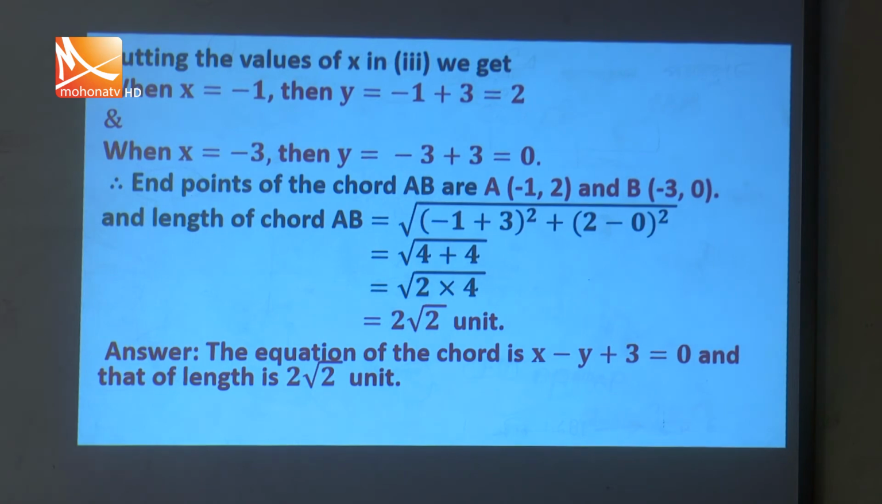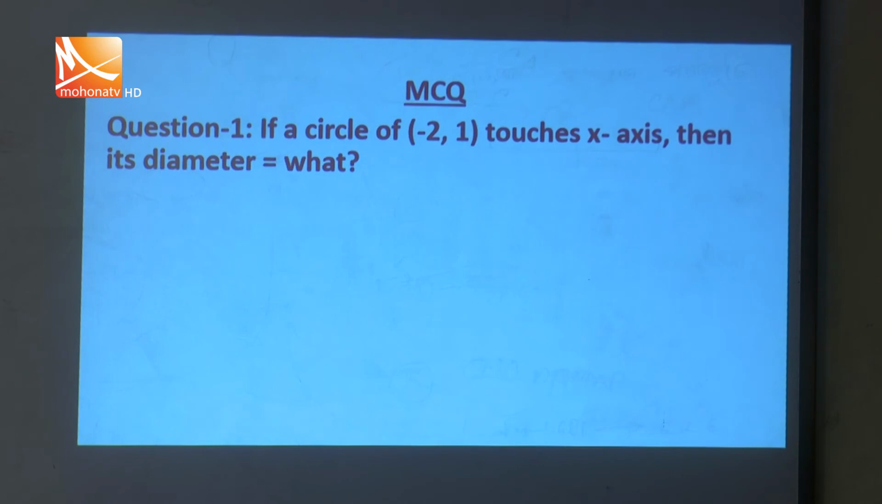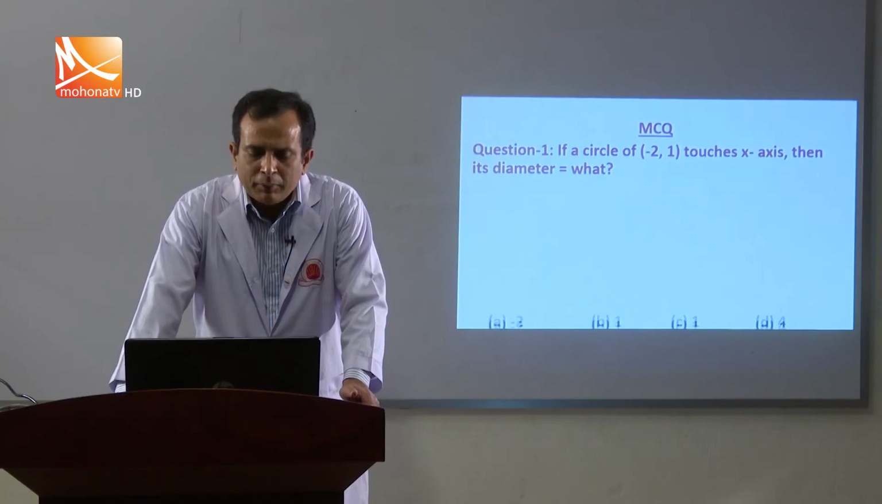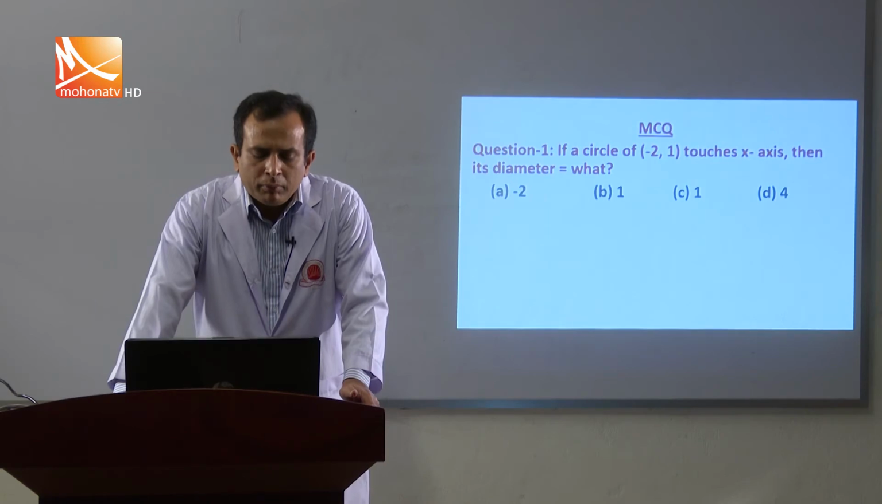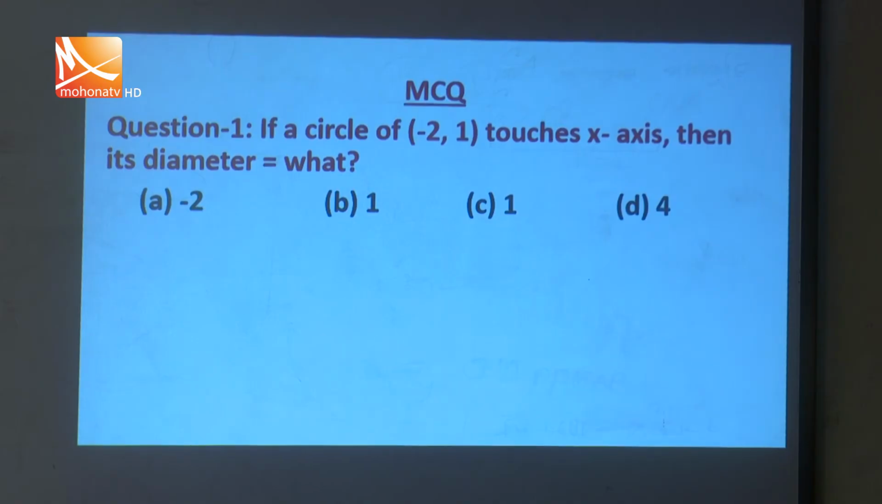Okay. Dear students, now I would like to show you MCQ questions. Question number 1: if a circle of center minus 2 comma 1 touches the x axis, then its diameter equals what? There are 4 options: A is minus 2, B is 1, C is minus 1, and D is 4.